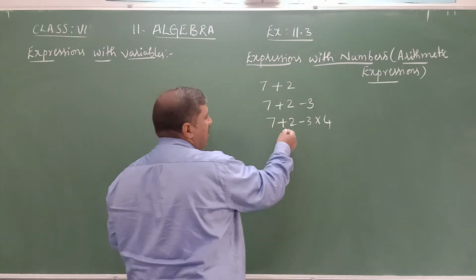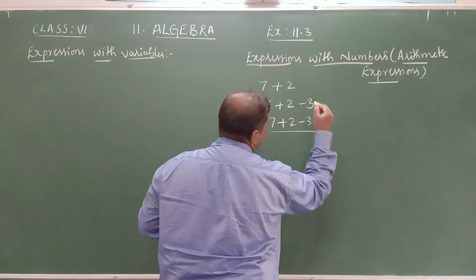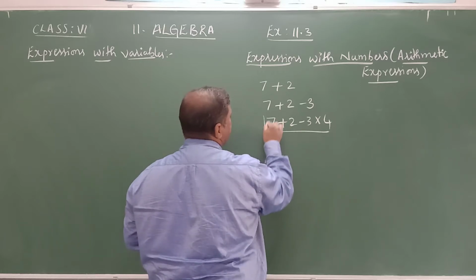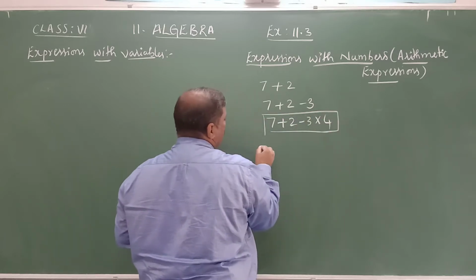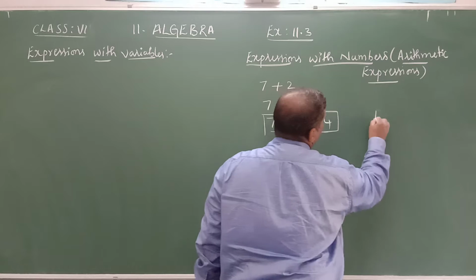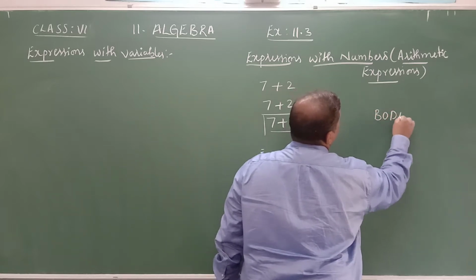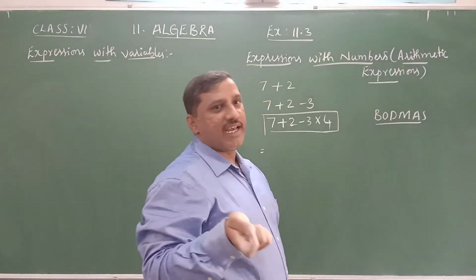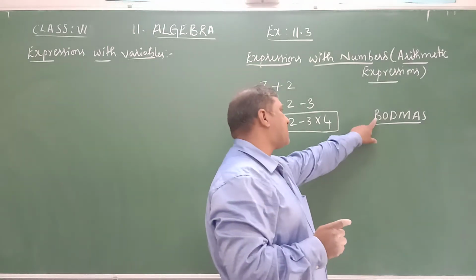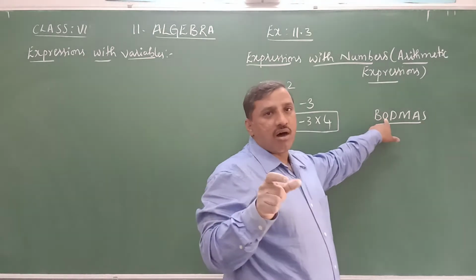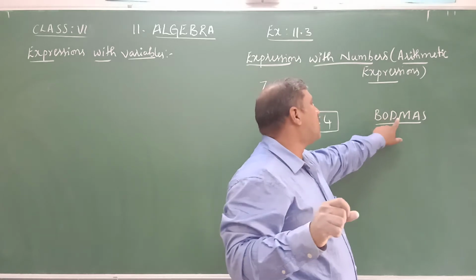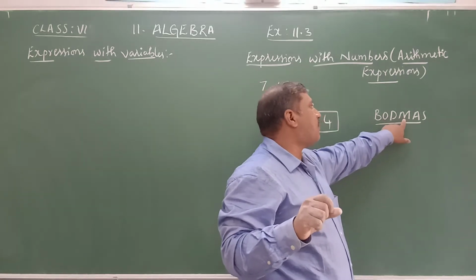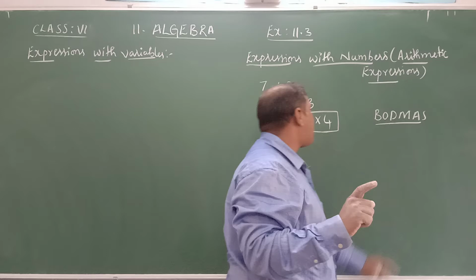So how do we simplify this expression? We use the BODMAS rule. It says that we should first simplify inside the brackets if present. Then O stands for of, then D for division, then multiplication, addition and subtraction.